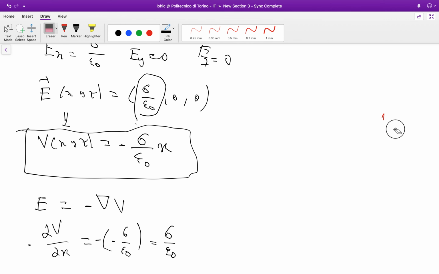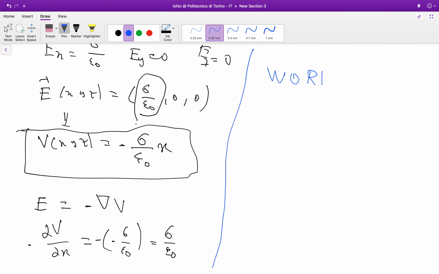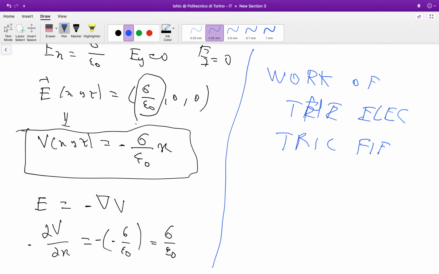Now another very important aspect of the potential is the following: the work of the electric field. The work of the electric field.